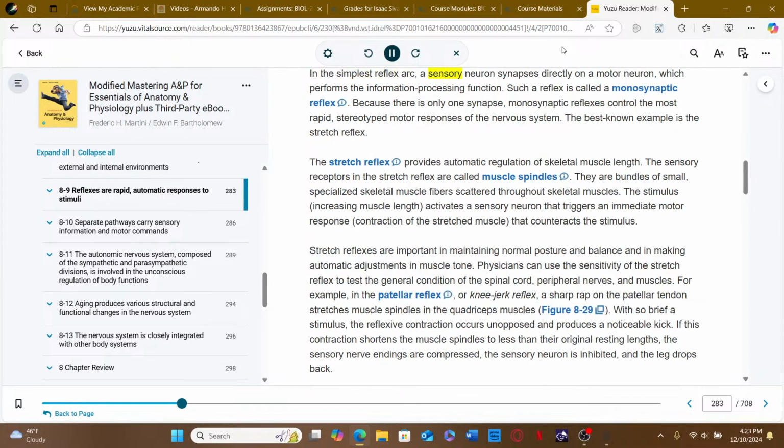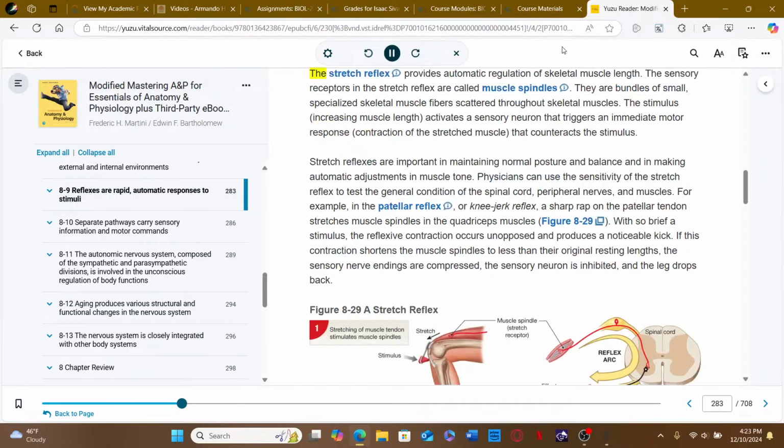In the simplest reflex arc, a sensory neuron synapses directly on a motor neuron, which performs the information processing function. Such a reflex is called a monosynaptic reflex. Because there is only one synapse, monosynaptic reflexes control the most rapid, stereotyped motor responses of the nervous system. The best known example is the stretch reflex. The stretch reflex provides automatic regulation of skeletal muscle length.